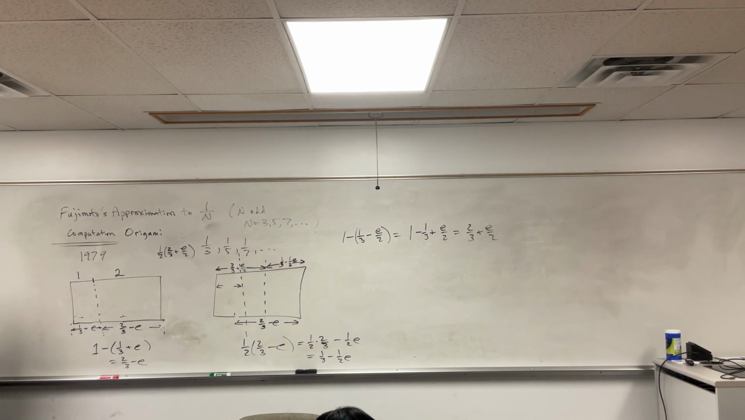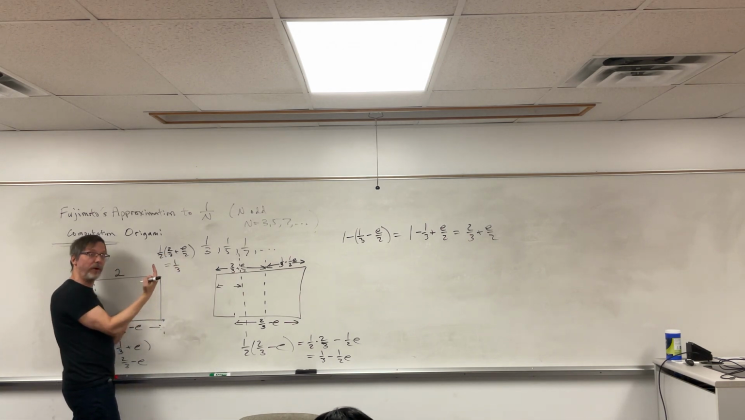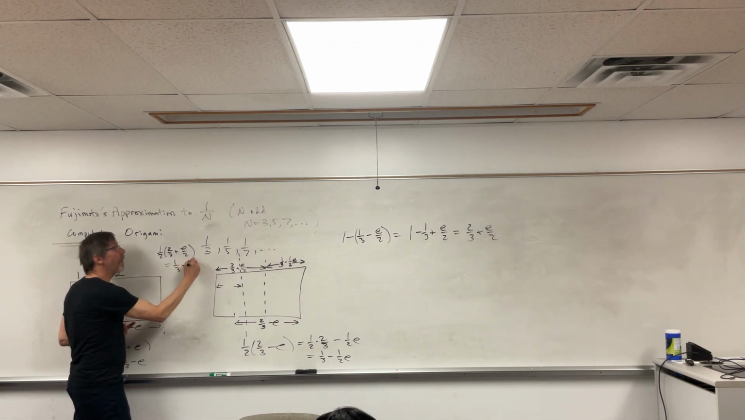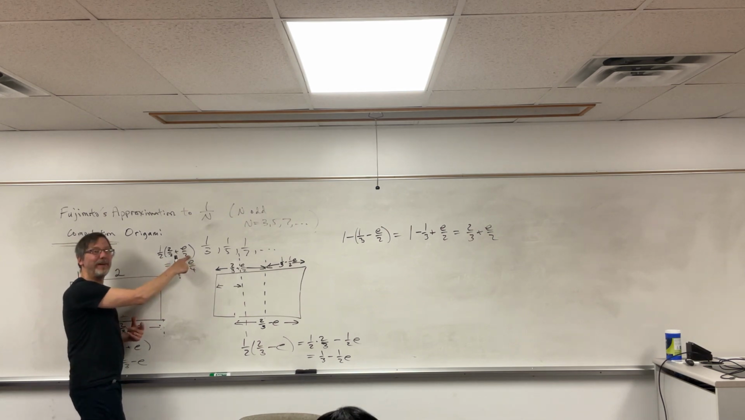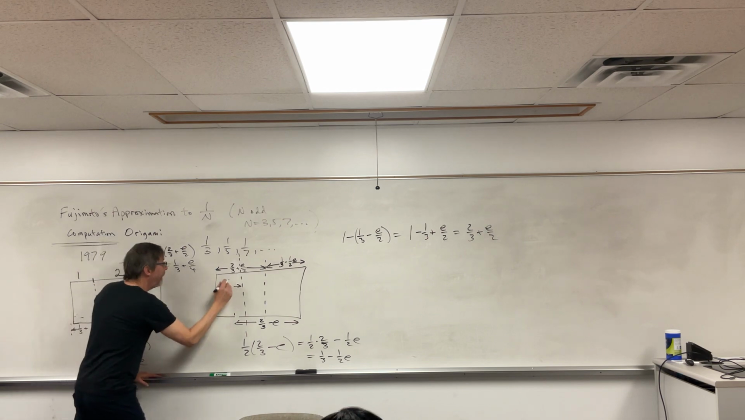Would it just be 1/3 plus e over 2? Be 1/3, because half of that is 1/3, right? Plus e over 4. Does that make sense? Half of e over 2 is e over 4. So now, this is 1/3 plus e over 4.